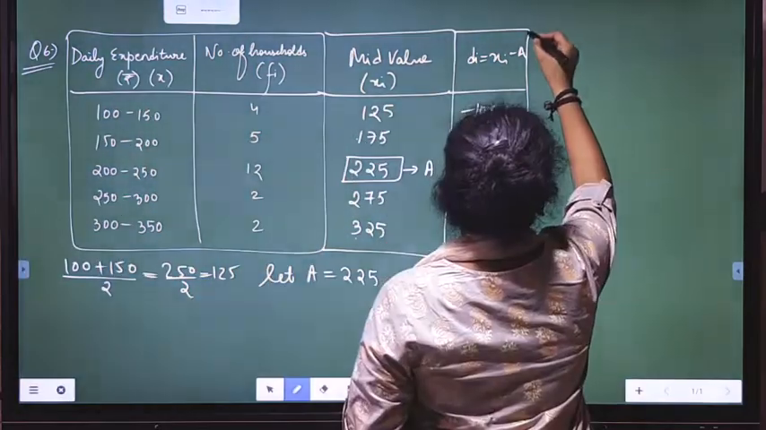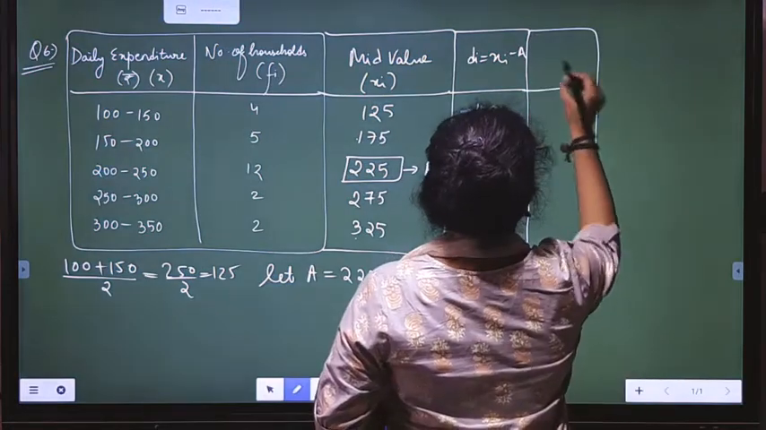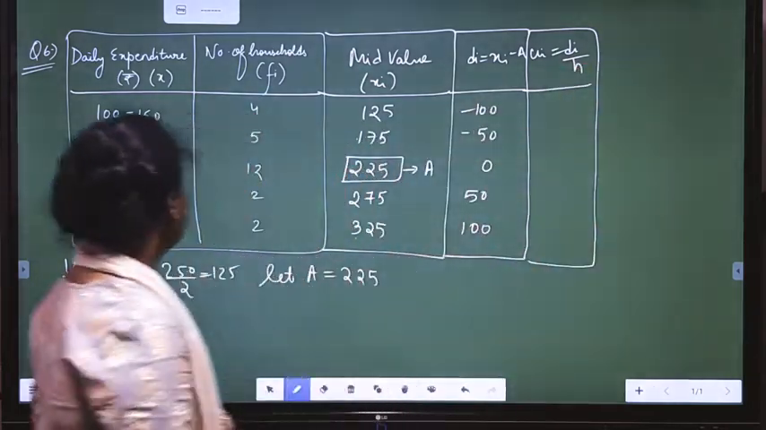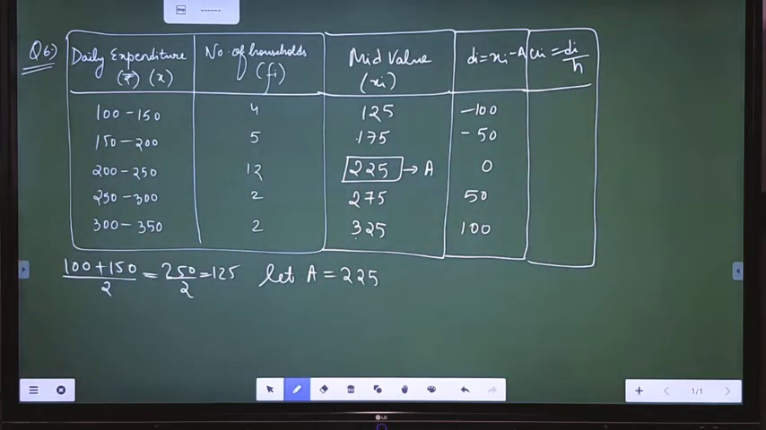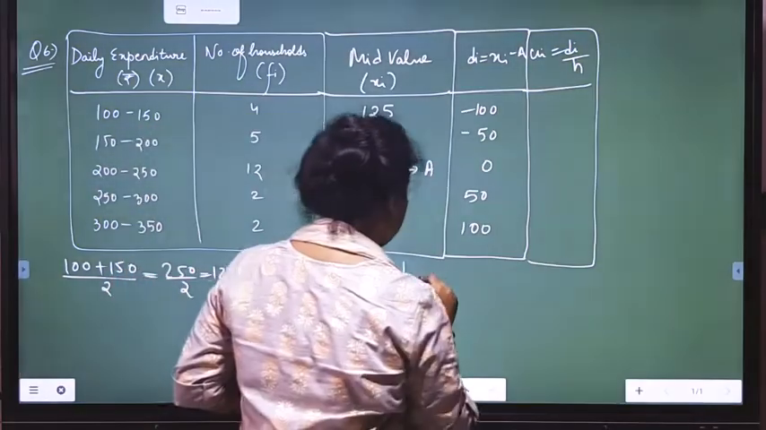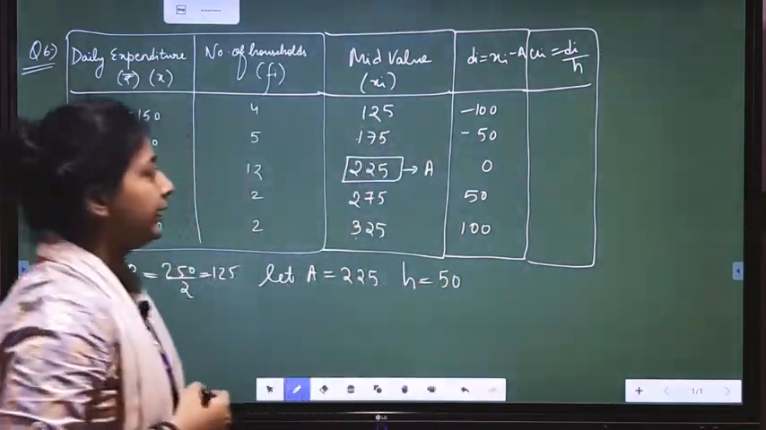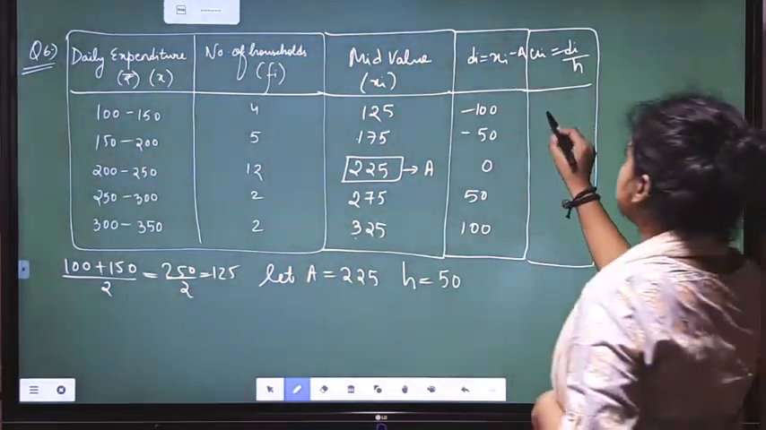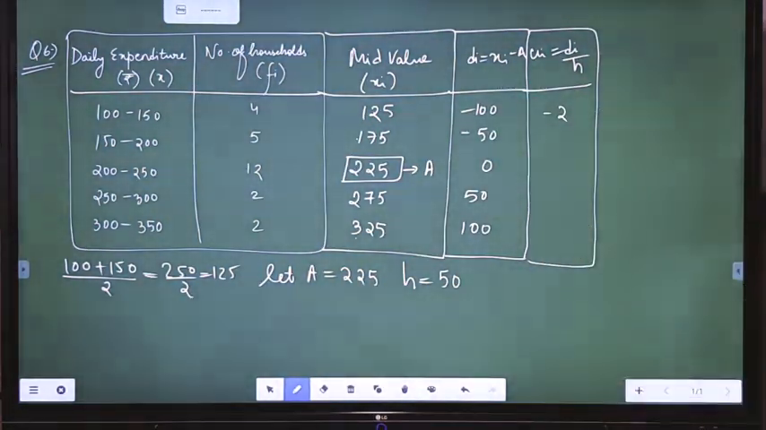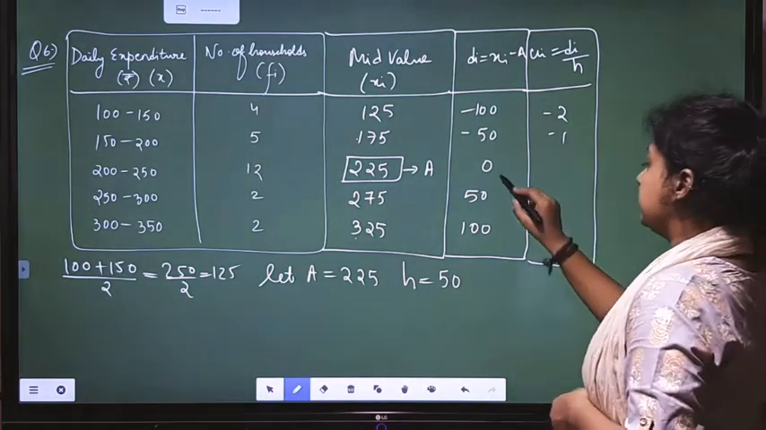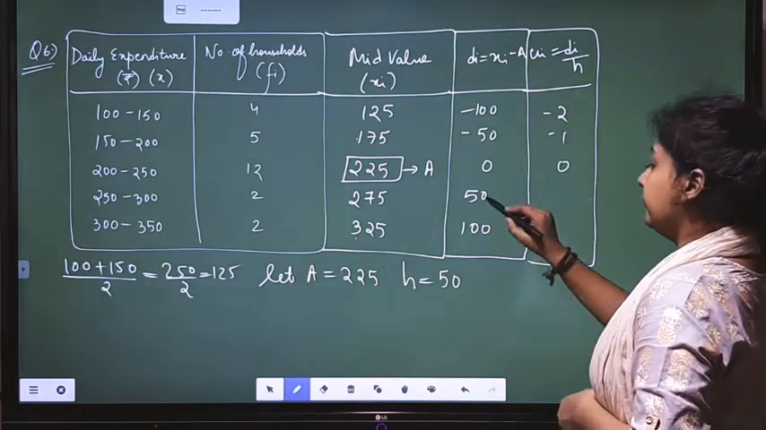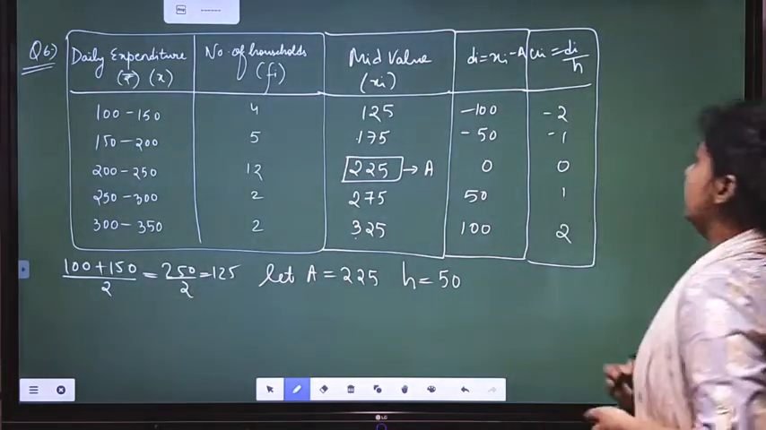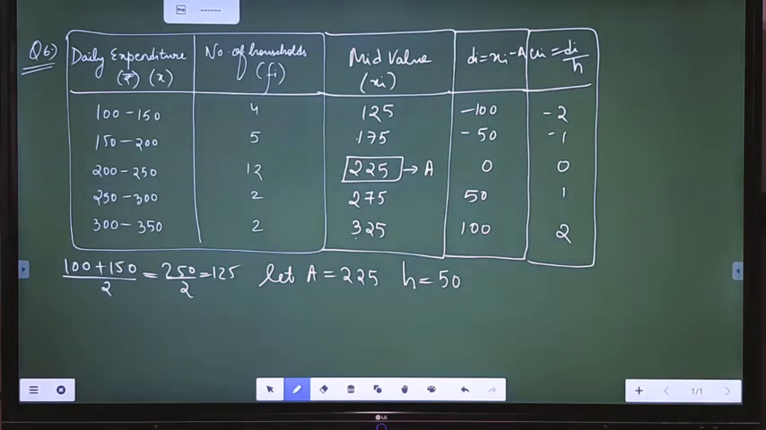So, for the next step, we also have to find the ui. What is ui? di upon h. H is the size of the class interval. The class interval size here is 50. Hence, we have to divide all of these values by 50. Minus 100 divided by 50 is minus 2. Minus 50 divided by 50 is minus 1. 0 divided by 50 is 0. 50 divided by 50 is 1. 100 divided by 50 is 2. So, these are our values for ui.